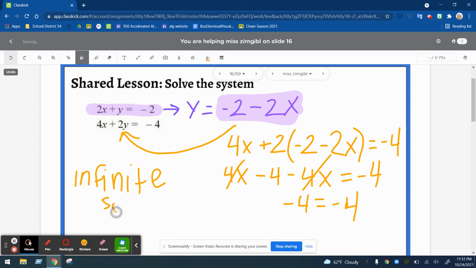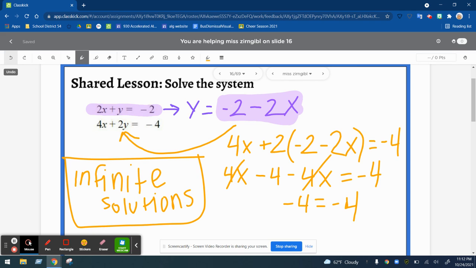Okay, there we go. Infinite solutions. So let's take a look at these equations. If I were to multiply this top equation by 2, it looks like I would get the exact same thing on the bottom, right? 4x plus 2y equals negative 4. And so we know that if I have the exact same equation for both, it's infinite solutions.